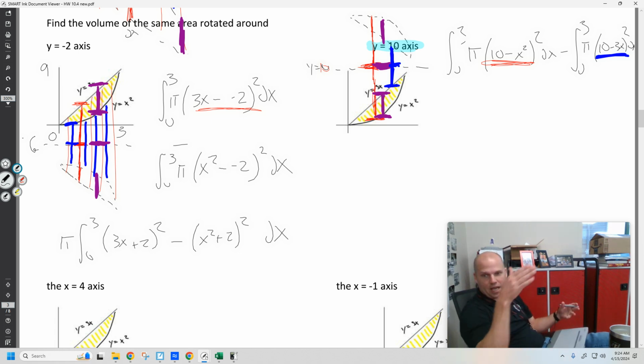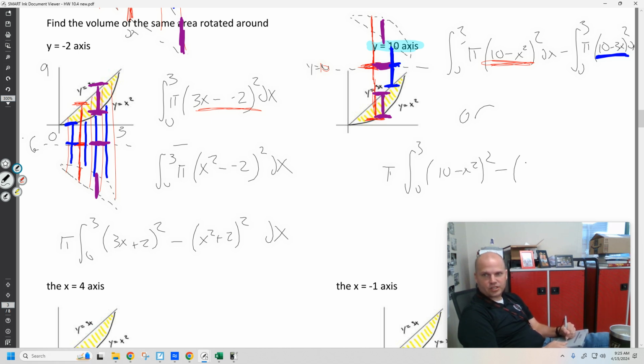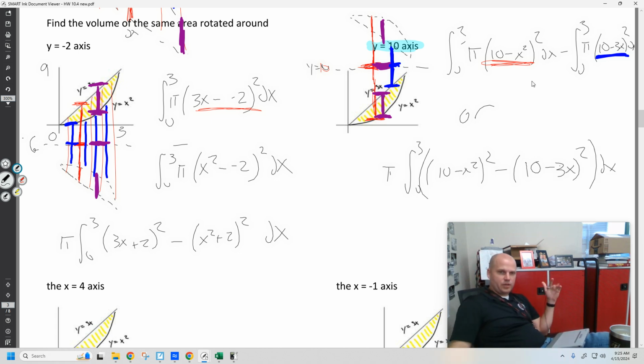Make sure you don't do 10 minus top minus bottom. Make sure if you're going to do this tire, CD, washer approach, you do outer radius squared minus inner radius squared. You can see it's the same as what we have up there. It's just like with one integral instead of two. They're equivalent. You're going to type it into your calculator. You need a big set of parentheses.